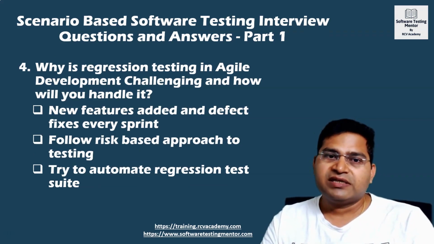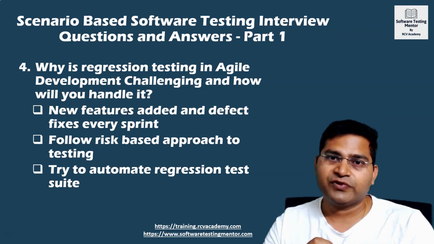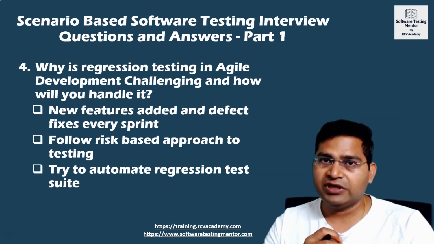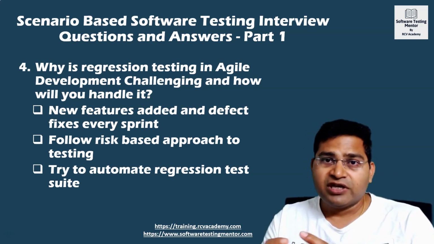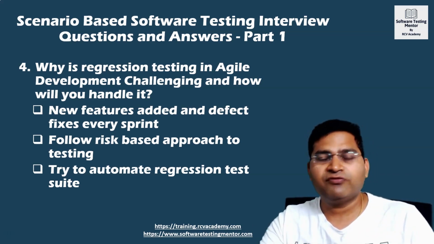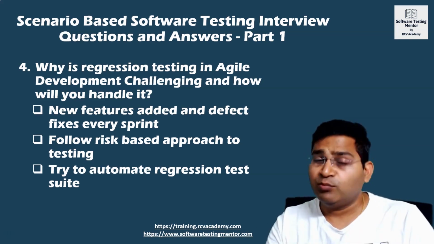Why is regression testing in Agile development challenging and how will you handle it? Okay. Now, why is regression testing in Agile challenging? Agile development approach is iterative. So for example, if you are following Scrum, it is a 2 to 4 week development cycle, mostly 2 weeks.